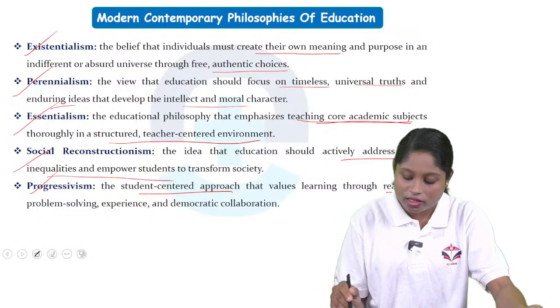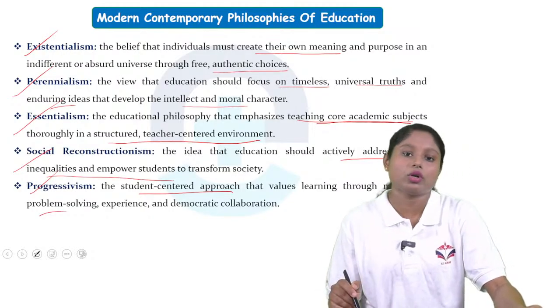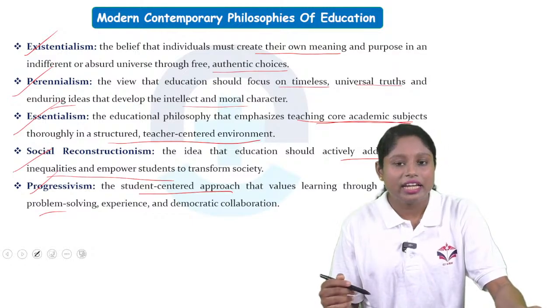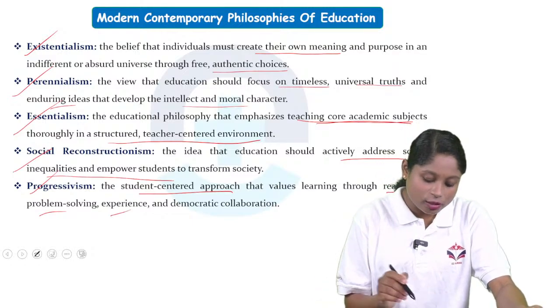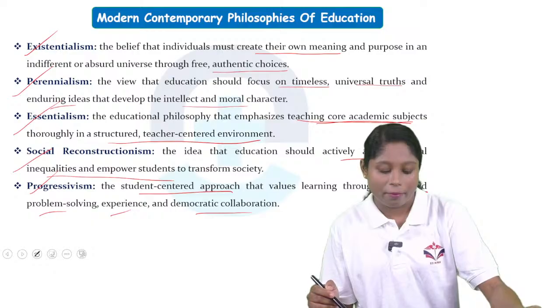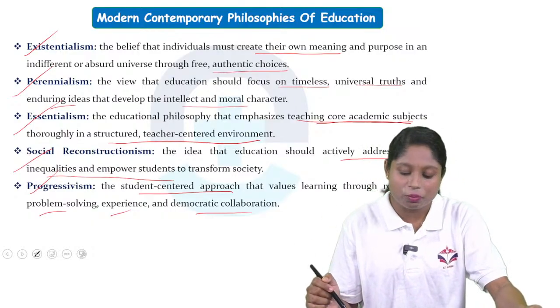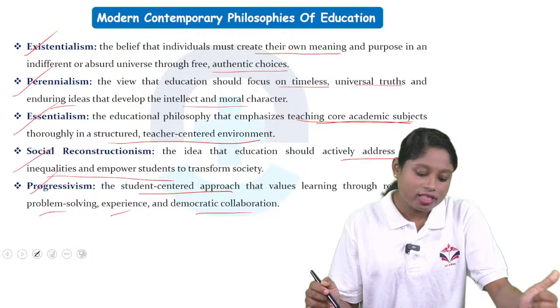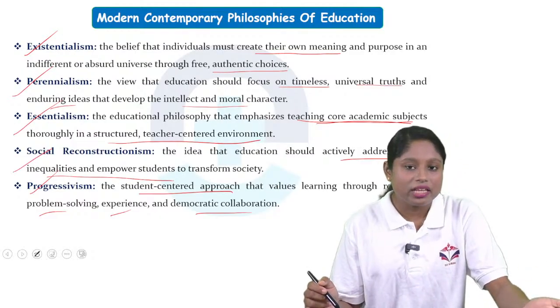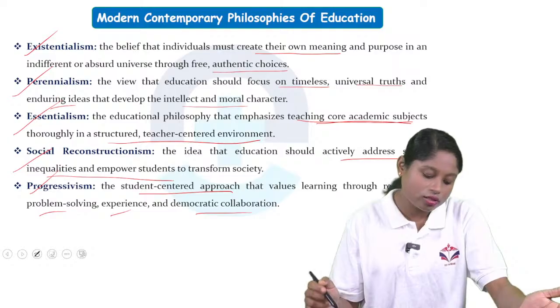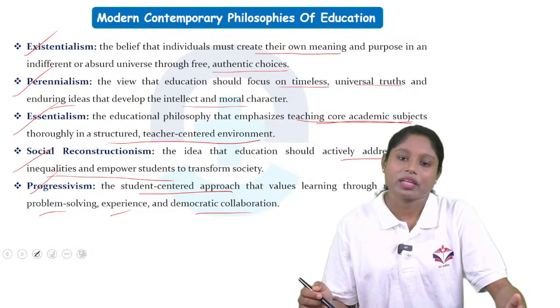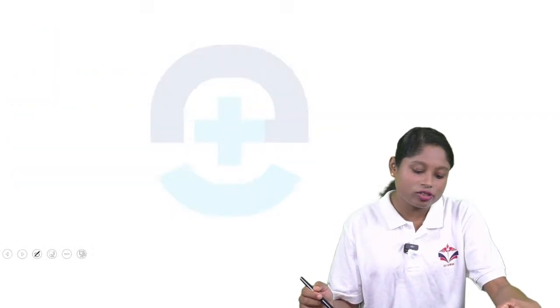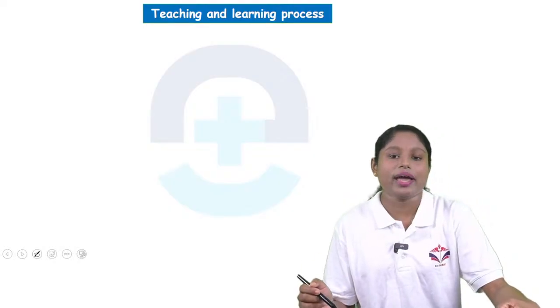So here, what all the things? We need to incorporate real-world problem solving, experiences and democratic collaboration. So these are the modern contemporary philosophies of education. What are they mainly? Existentialism, perennialism, essentialism, social reconstructionism and progressivism. Clear? So let's move on to the next topic, that is teaching and learning process.